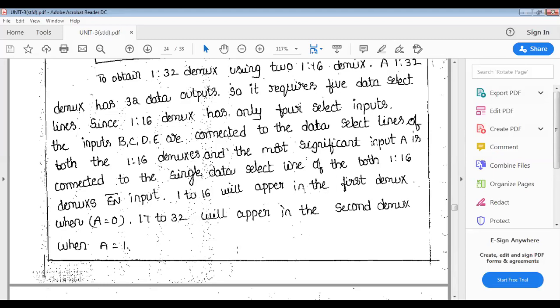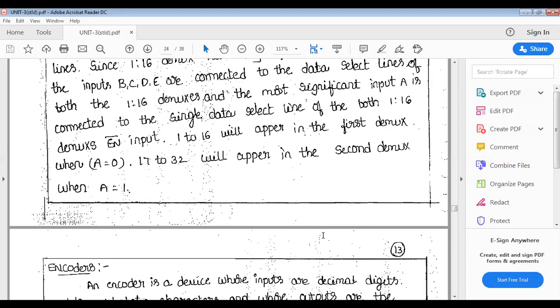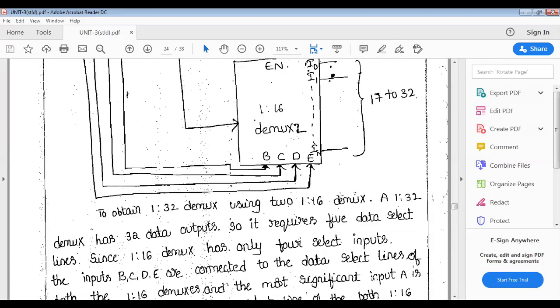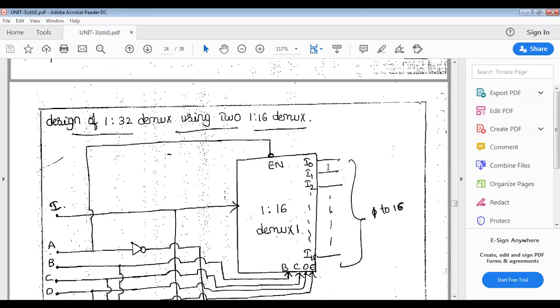When A is equal to 0, the first 1/16 demultiplexer is enabled and the second 1/16 demultiplexer is disabled. And when I am taking A is equal to 1, the first 1/16 demultiplexer is disabled and the second 1/16 demultiplexer is enabled. Okay, my dear students, with this you complete the design of the higher order demultiplexer using lower order demultiplexers.